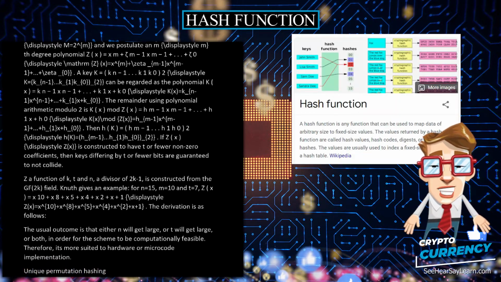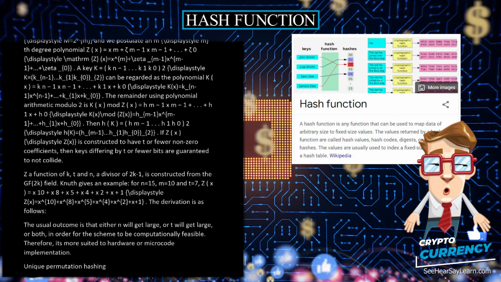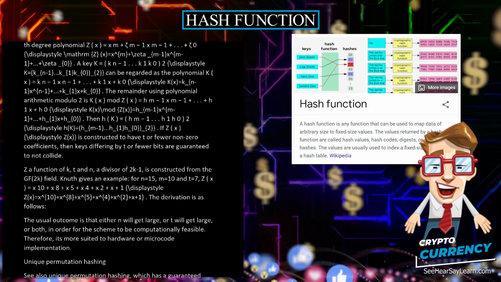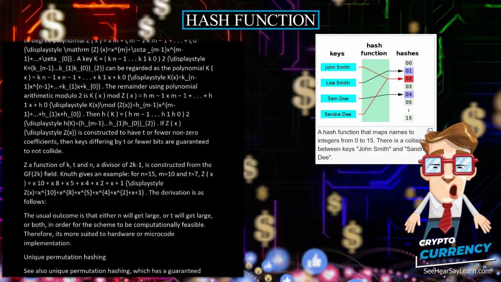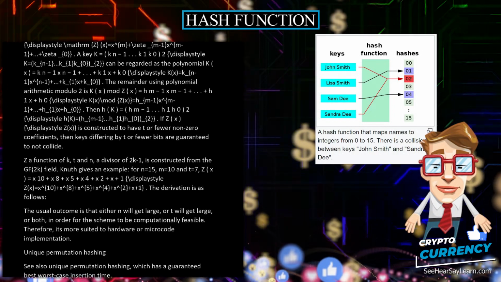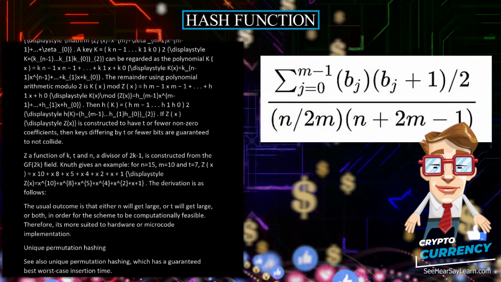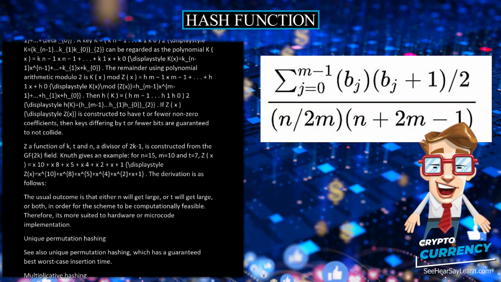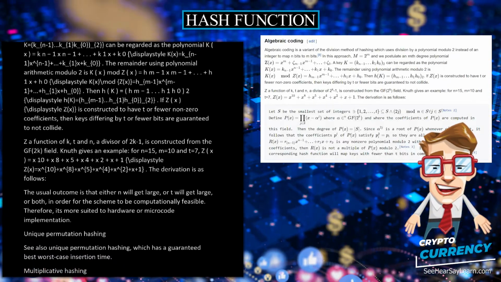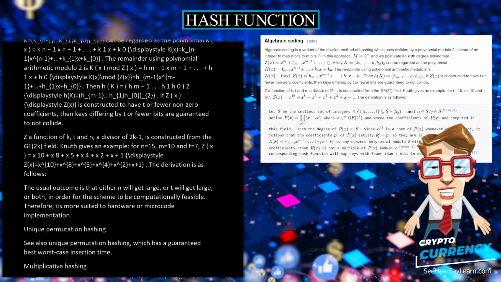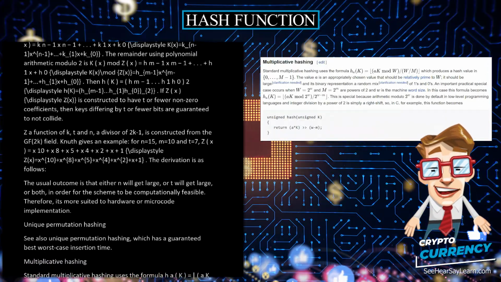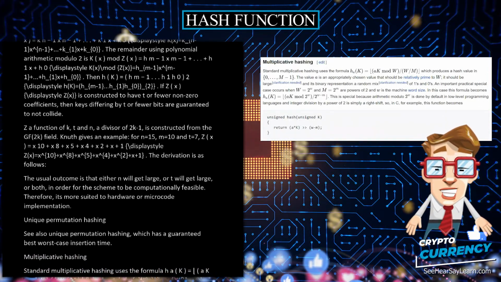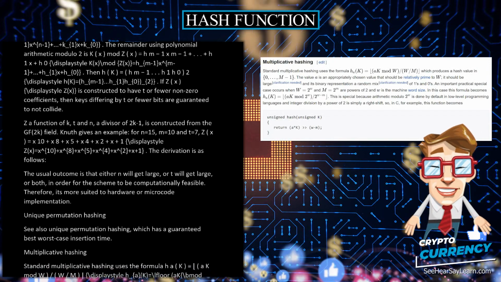The derivation is as follows. The usual outcome is that either n will get large, or t will get large, or both, in order for the scheme to be computationally feasible. Therefore, it's more suited to hardware or microcode implementation. Unique permutation hashing. See also unique permutation hashing, which has a guaranteed best-worst case insertion time.